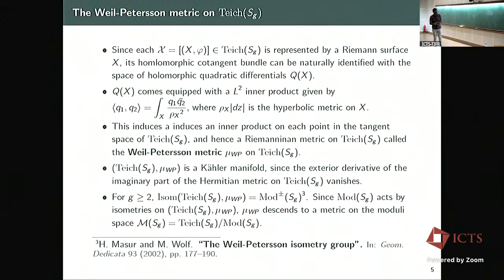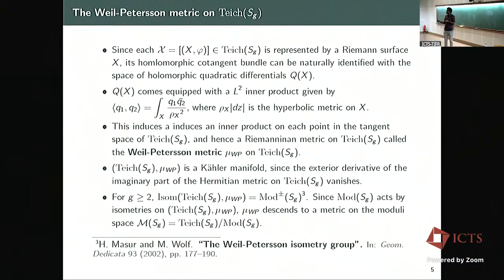Professor Yamada said that it's not complete. We know that it's not complete. But the property that I'm interested in is that if you take isometries of the Teichmüller space with respect to the Weil-Petersson metric, it is the extended mapping class group. I haven't defined what the extended mapping class group is.